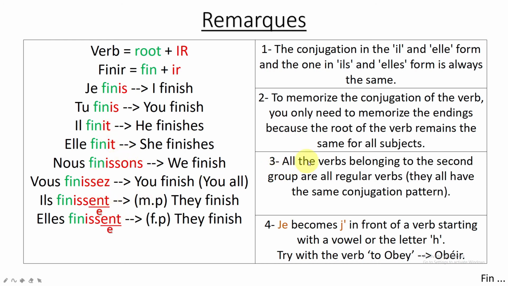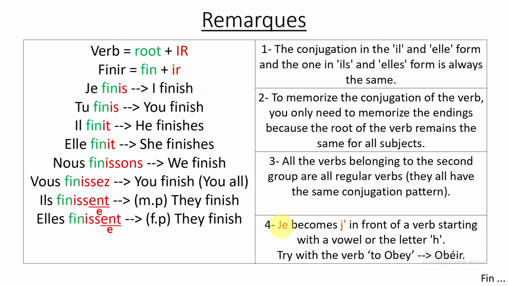Third point, all the verbs belonging to the second group are all regular verbs, which means they all have the same conjugation pattern. Okay, so in the description of this video, I've written the most frequently used second group verbs. Okay, so they all have the same pattern. So what you have to do, you just need to remove the IR and then add the endings according to the subject. Okay, so please, you can practice with the verbs that you have in the description of the video.